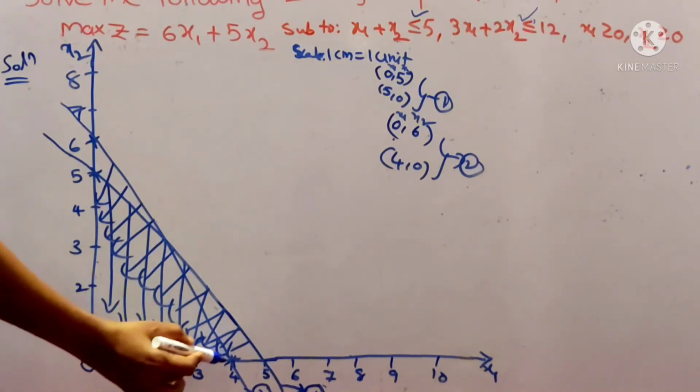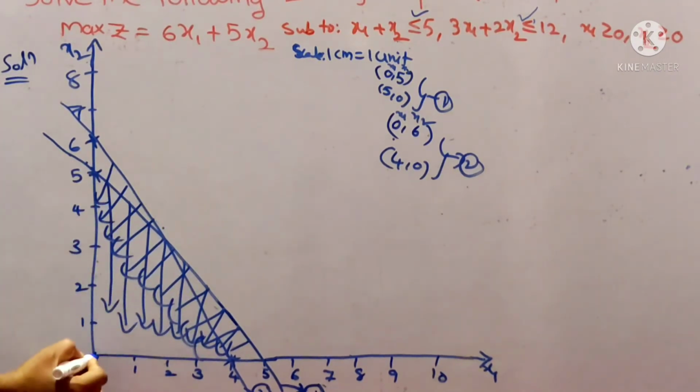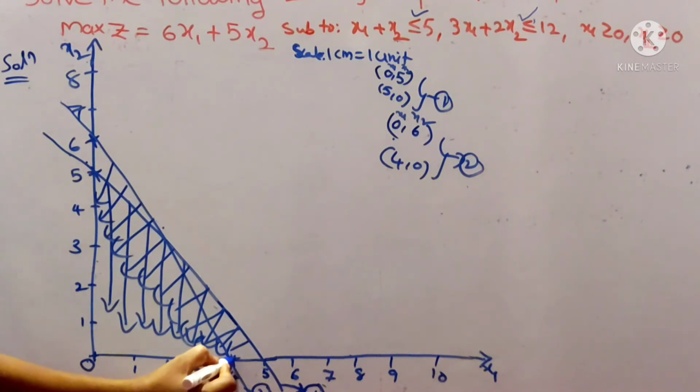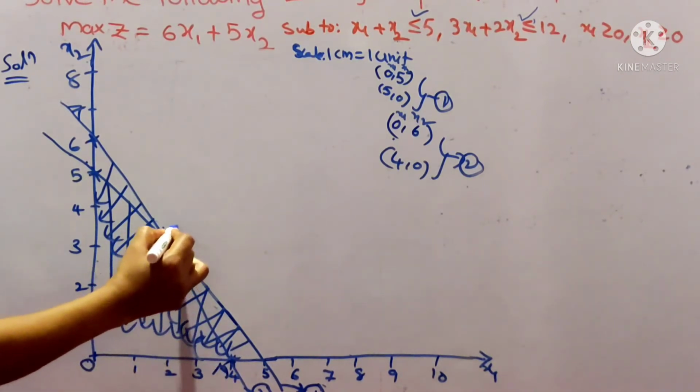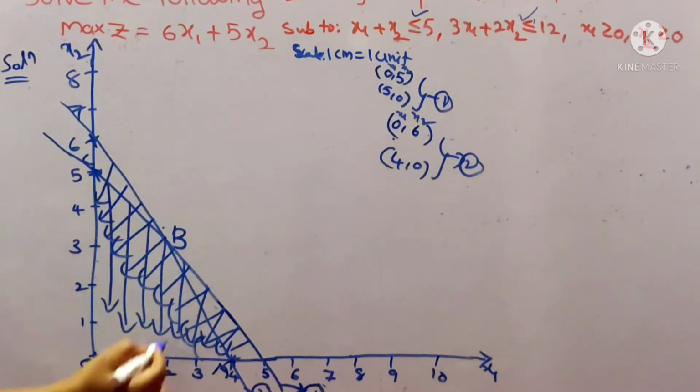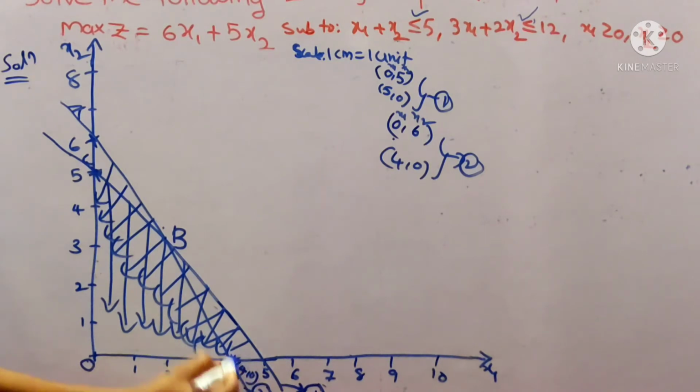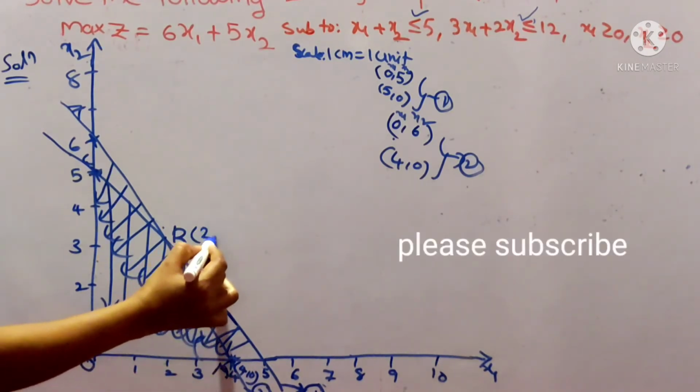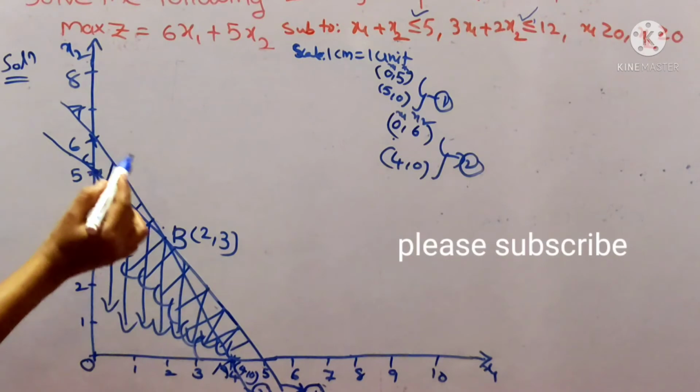Here you can observe easily from this graph. It is better to take the graph paper. You can identify easily the feasible region. Feasible region is a common area corresponding to both the constraints. The area which is common to both the constraints is known as the feasible region.